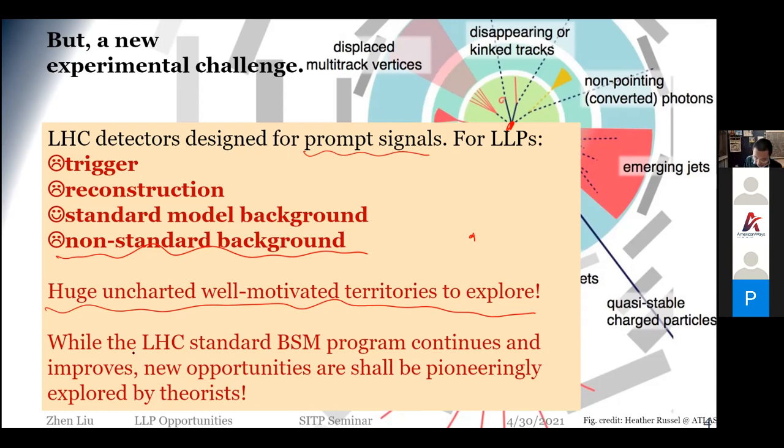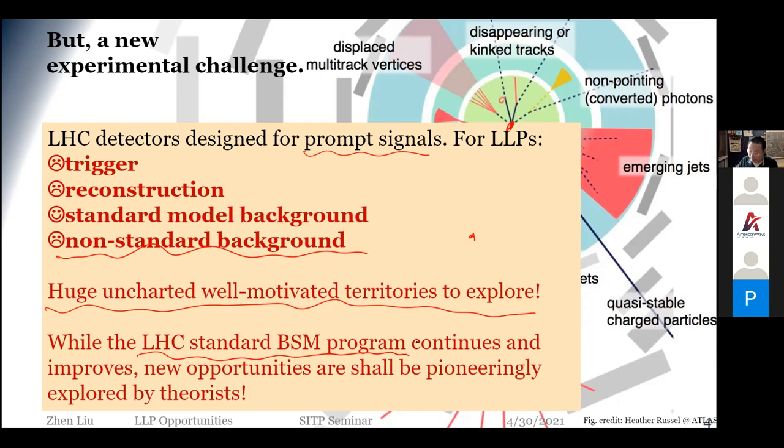It's really because the standard BSM program continues and improves, right? They are doing machine learning, they're improving the detector. Theorists can probably only reinterpret their results or propose new goals, new benchmark models. And it's really new opportunities that rely on long-lived particles that shall be pioneeringly explored by us.